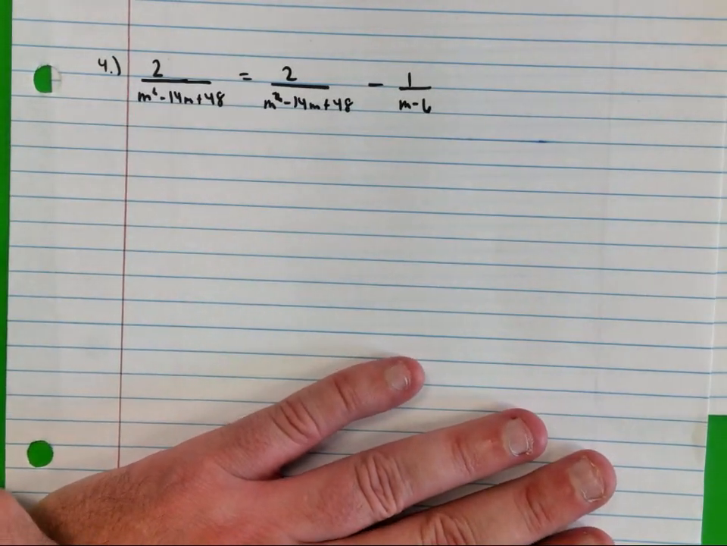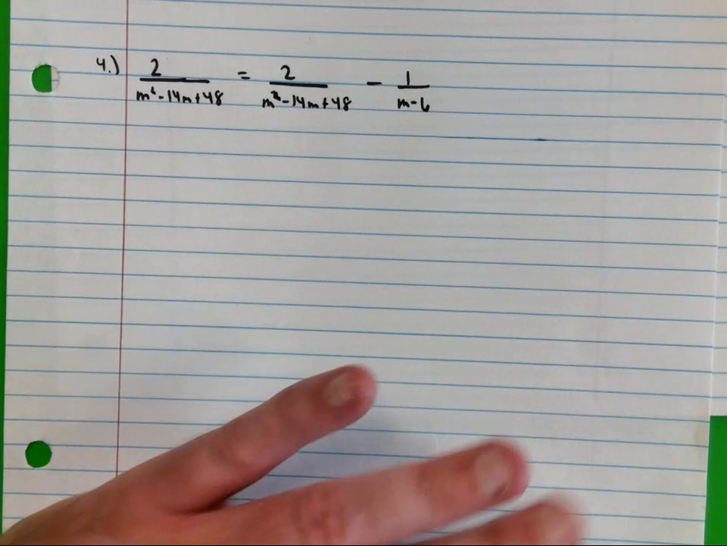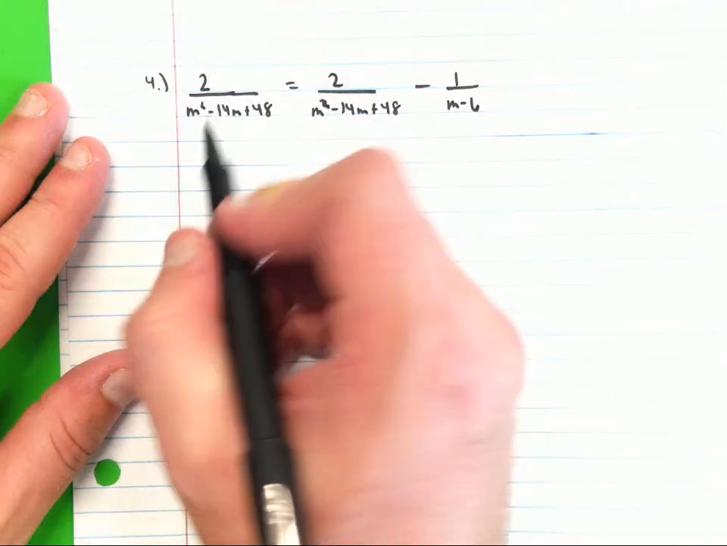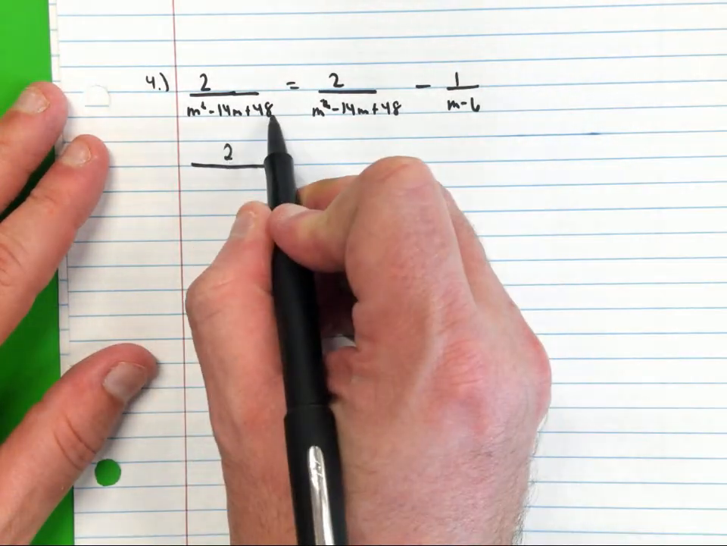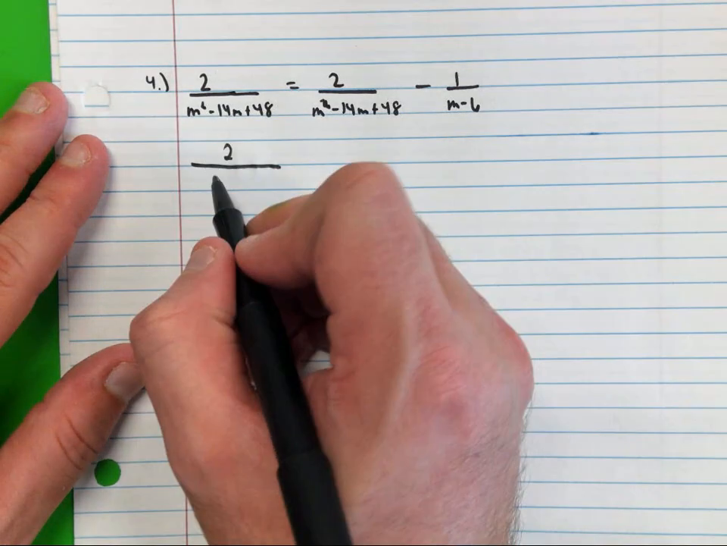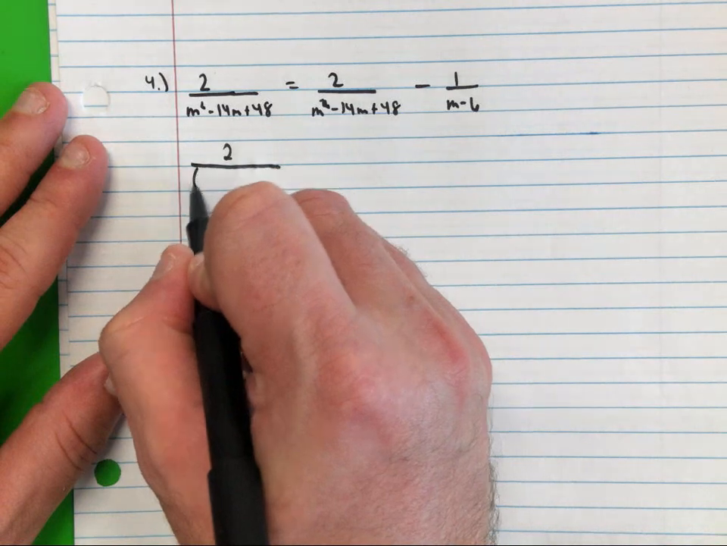Alright. First thing you would need to do is factor the denominators. It's got to multiply to give me 48 and add to give me negative 14. 6 and 8. Negative 6 and negative 8. Very good.